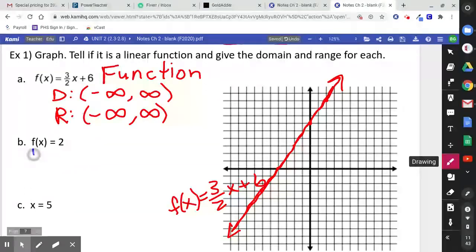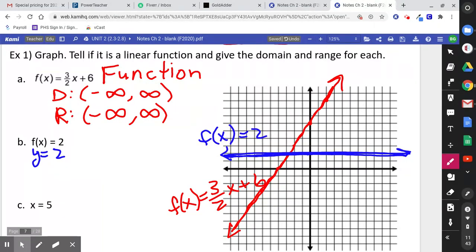F of x is like y. So some people have more luck graphing y equals 2, but that's the same thing. F of x equals 2. There's y equals 2 right there. Your f of x equals 2. It's going to be a horizontal line. Again, horizontal line test tells me that's a function. The domain is going to cover all of the real numbers.